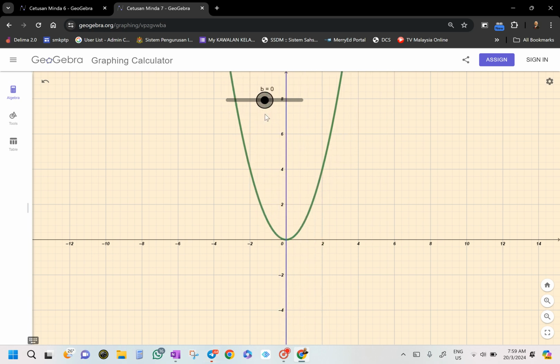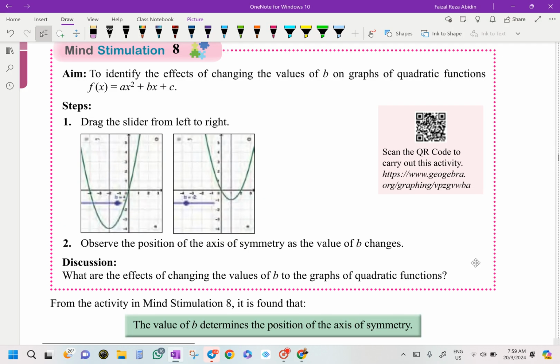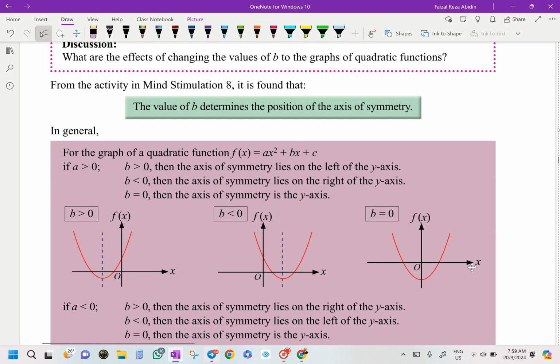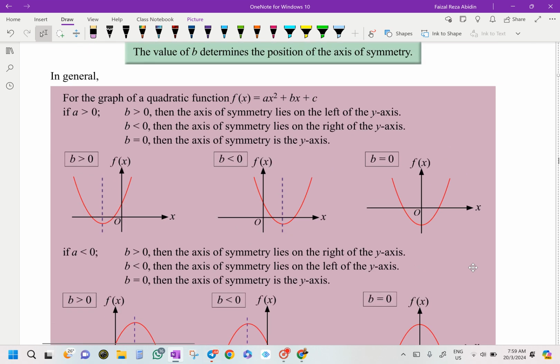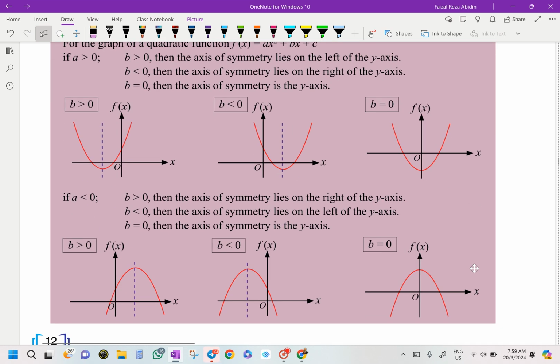Satu-satu kita pergi, relax. Okay, so if you look over here, tadi graf dia adalah untuk graf senyum, which is our minimum kan. This one dia bagi 2. Okay, sama. Tadi saya bagi B equals to 0. Same effect, which is going to be the axis of symmetry is the y-axis.